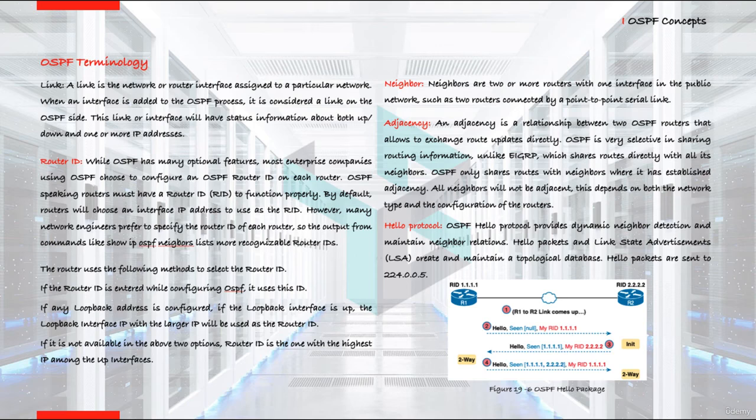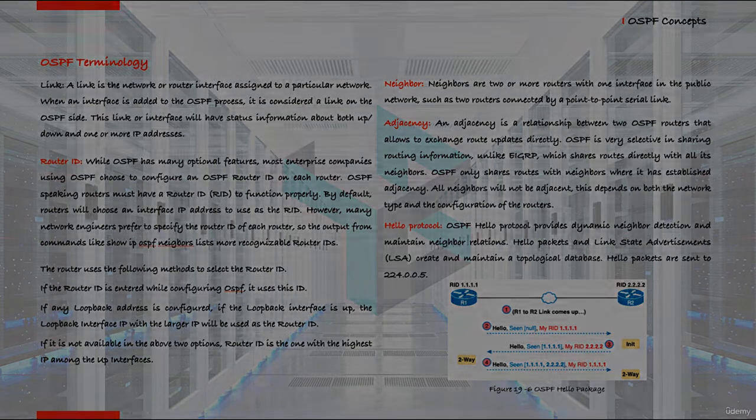Neighbors are two or more routers with an interface in a common network, such as two routers connected by a point-to-point serial link. Adjacency is the relationship between two OSPF routers that allows direct exchange of route updates. The Hello protocol provides dynamic neighbor detection and maintains neighbor relations. Hello packets are sent every 10 seconds to the multicast address 224.0.0.5. If these packets do not reach the neighboring router within 10 seconds, the router waits 40 seconds, and if it does not receive a response, it removes this route from the routing table.